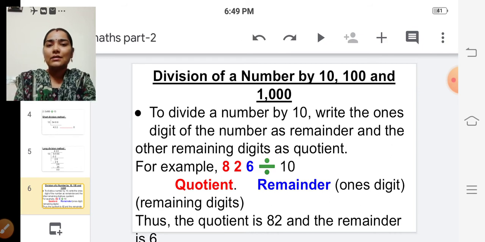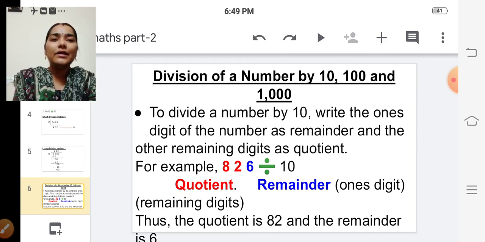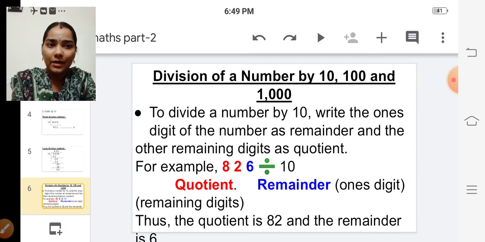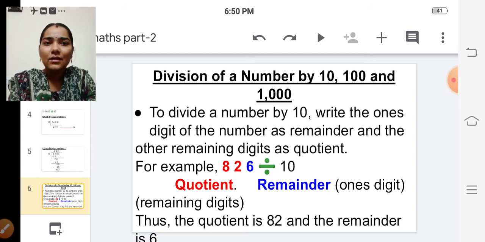So how to write? See, to divide a number by 10, write the ones digit of the number as remainder and the other remaining digits as quotient. So we need not divide, isn't it? If the divisor is 10, then we need not divide. We can straight away write the remainder as the ones digit, and the remaining digits will be the quotient.